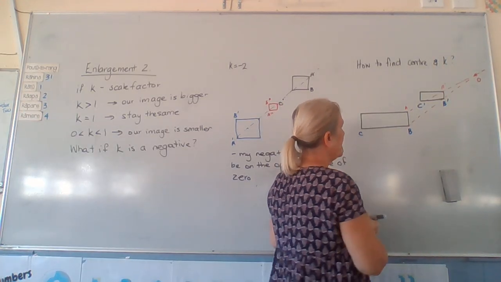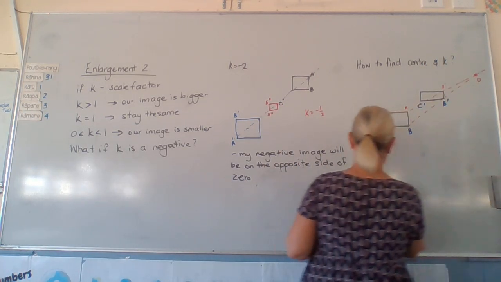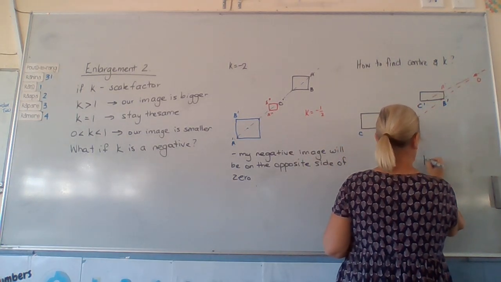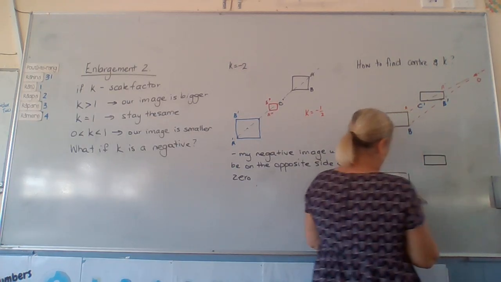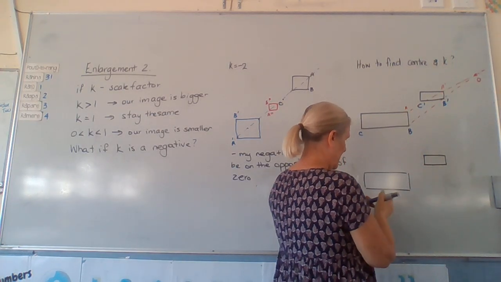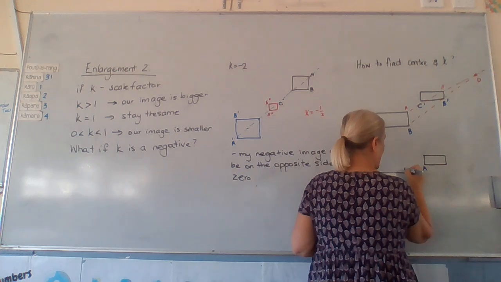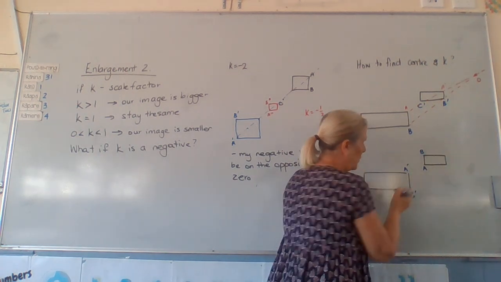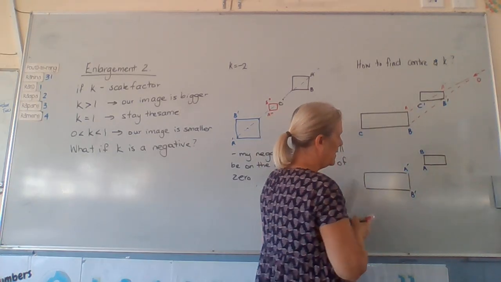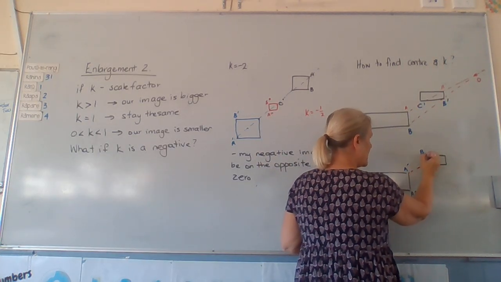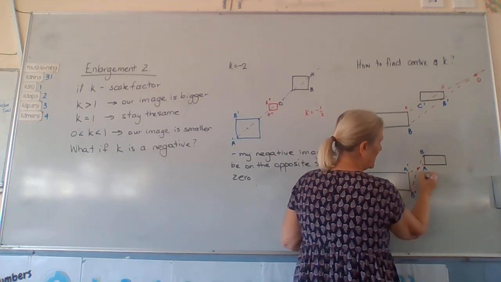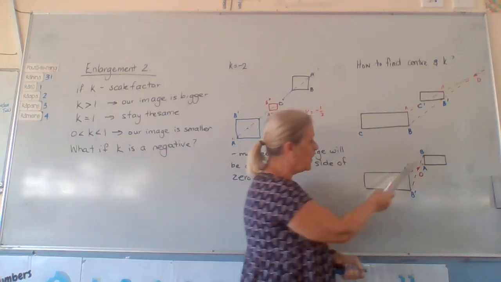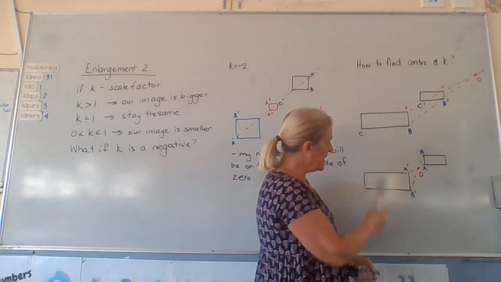Let's have a look at it. Let's do the same picture. If I said that this is A, this is A dash, this is B, and this is B dash, when I join them up, I've got this one and this one. Now my centre is here. So you've got to make sure you're joining the right ones up. Same diagram, just labelled slightly differently.